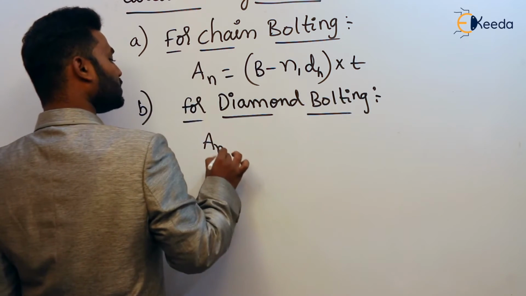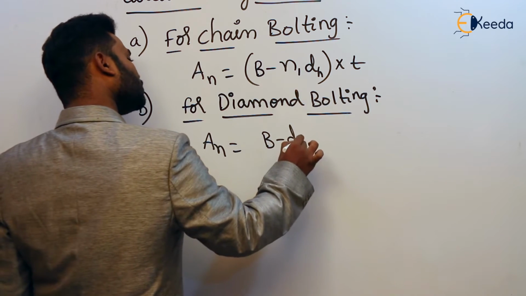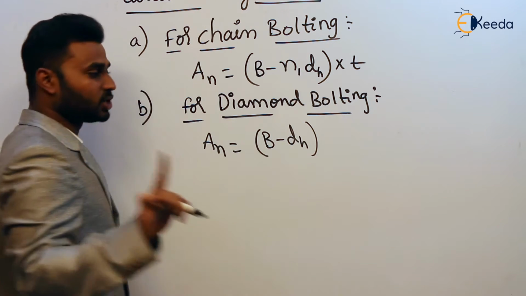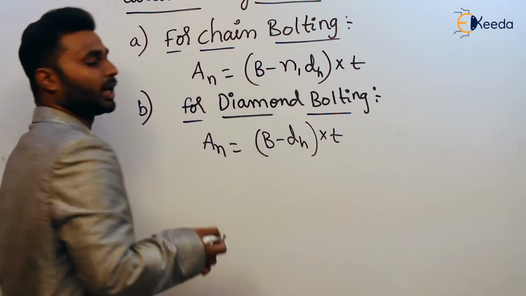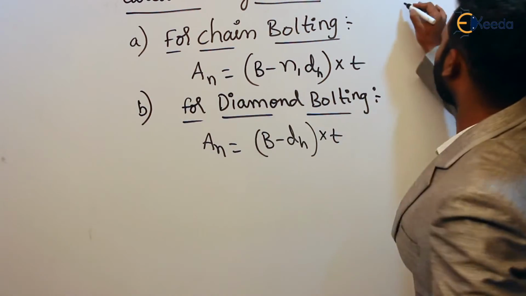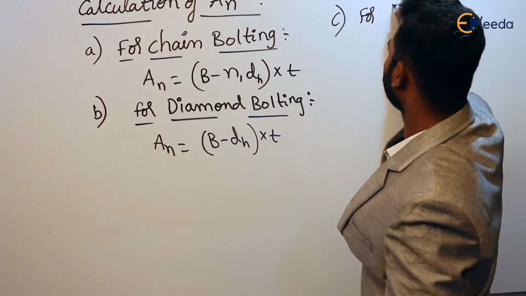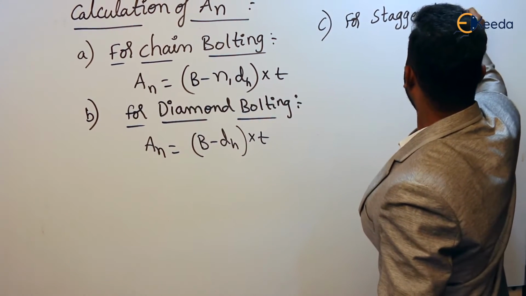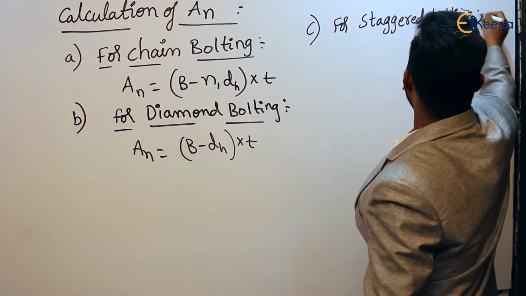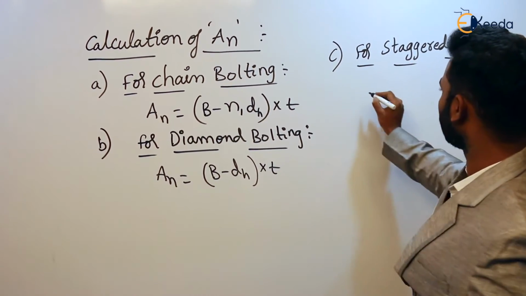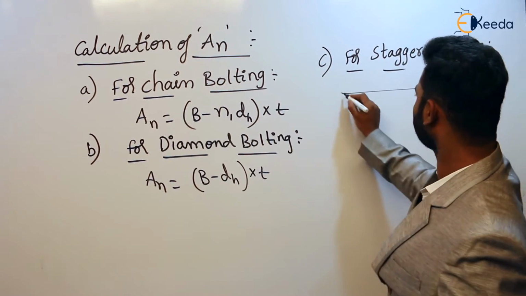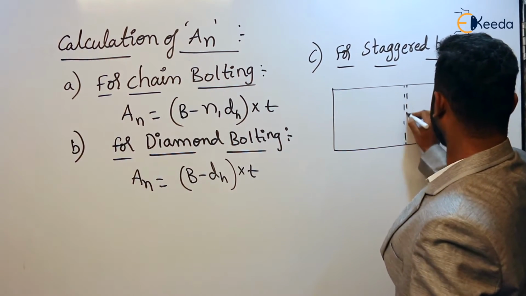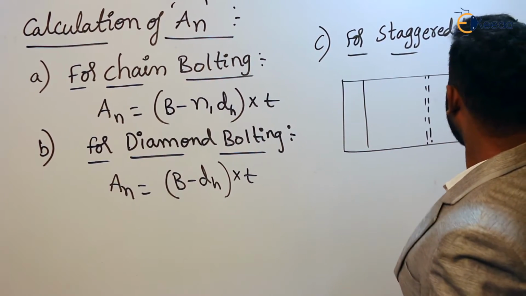Now for diamond bolting, An is equal to B minus DH, into T. Only one bolt hole will be present at the critical section. Agree? Now let us see the third type of bolting pattern, that is staggered. We know that staggered is nothing but zigzag. This I am going to explain clearly. This is the interface and this is the cover plate.